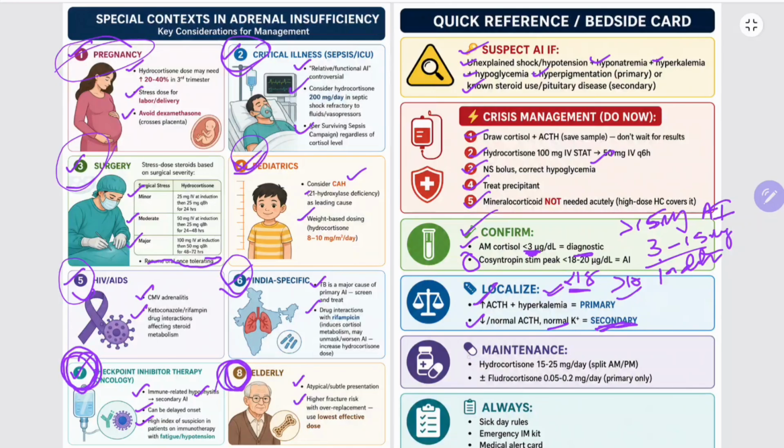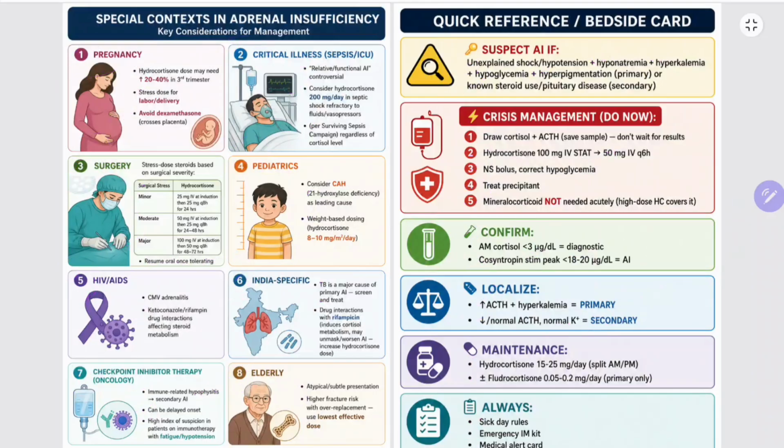Maintenance requires hydrocortisone or prednisolone. Hydrocortisone should be split in doses, and prednisolone should be given once daily. Fludrocortisone is required only in primary cases, 0.05 to 0.2 mg per day, titrated according to renin and aldosterone levels. Always counsel about sick day rules, emergency intramuscular kit, and medical alert card, and treat AI before giving thyroxine.